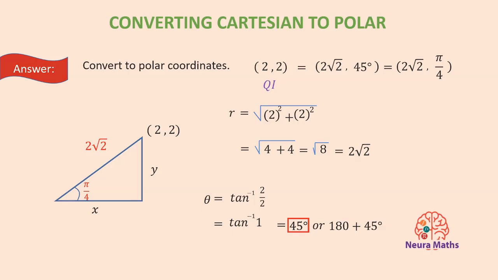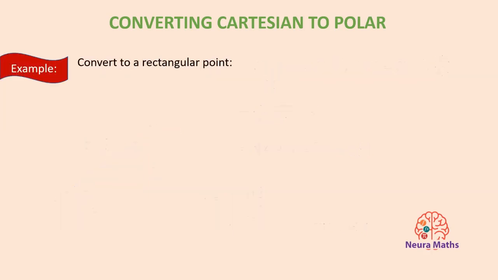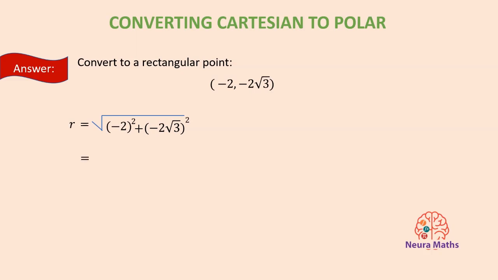Another example, what is the radial coordinate of the point (-2, -2 root 3)? The r-coordinate is the square root of x squared plus y squared, so r equals the square root of the sum of -2 squared and -2 root 3 all squared. What is the simplified form of this radical? This could be simplified to be root 4 plus 12 or root 16, which is 4.